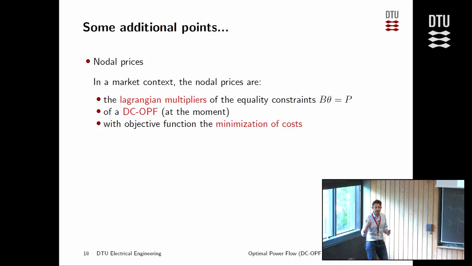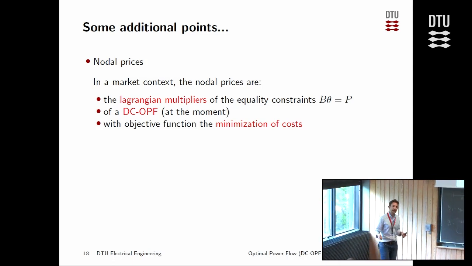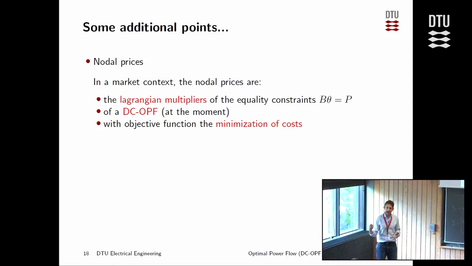And the reason why is that if you actually sit down and derive the Lagrangian, you're going to see how you actually derive the Lagrangian multipliers. And you're going to see that this sensitivity is like the sensitivity of cost over pi. Okay. So one thing is that, yeah, you have to make sure that it is a minimization of active power costs. And then the Lagrangian multipliers of the nodal balance equations, they represent nodal prices.